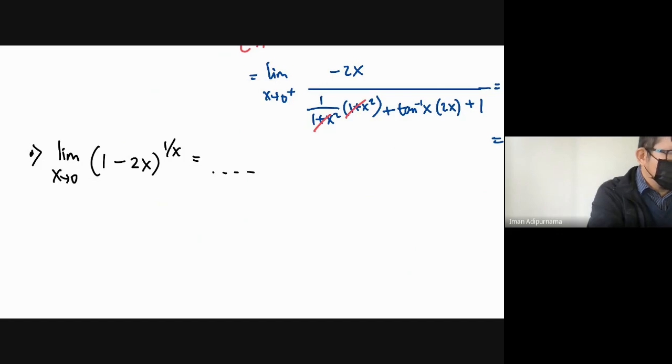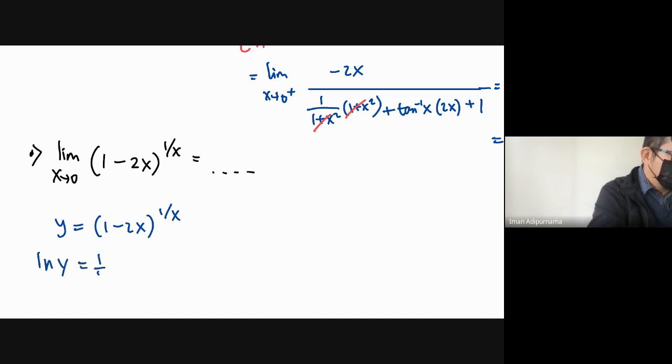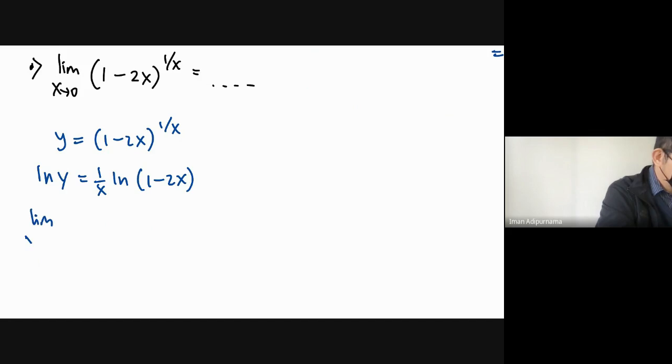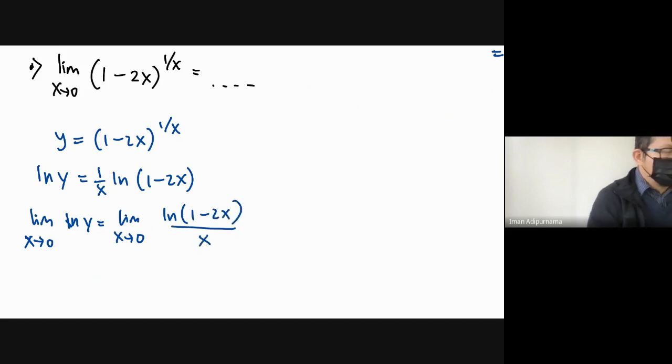Okay, the second one here, I think it's not that long. I think we can start with the y, making y, and take this ln. Okay, so we can compute this limit first. And we know that this is 0 over 0. We can take the L'Hopital rule.